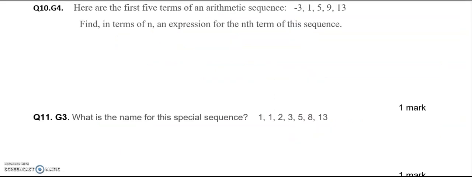In this question we have, here are the first 5 terms of an arithmetic sequence: minus 3, 1, 5, 9, 13. Find in terms of n an expression for the nth term of this sequence. What I'm going to do is use another example, a simpler one, to help us work out how to find the nth term of the sequence, and then we'll come back to this example.